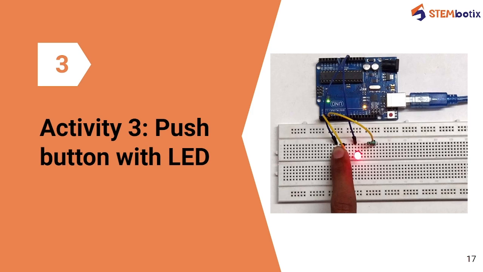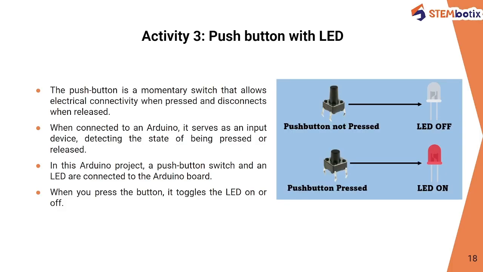But this time we want that as we press the push button, our LED should turn on, and as soon as we remove our hand from the push button, the LED should be in off mode. So this is the third activity in which we are going to connect the push button with LED. This is activity 3, the push button with LED.